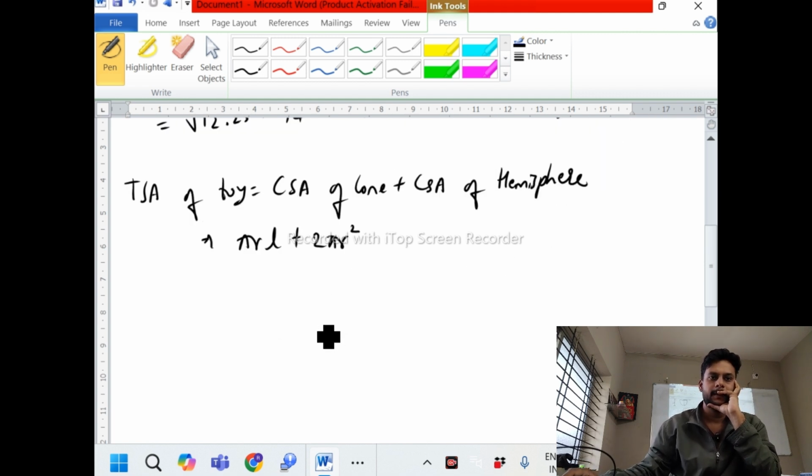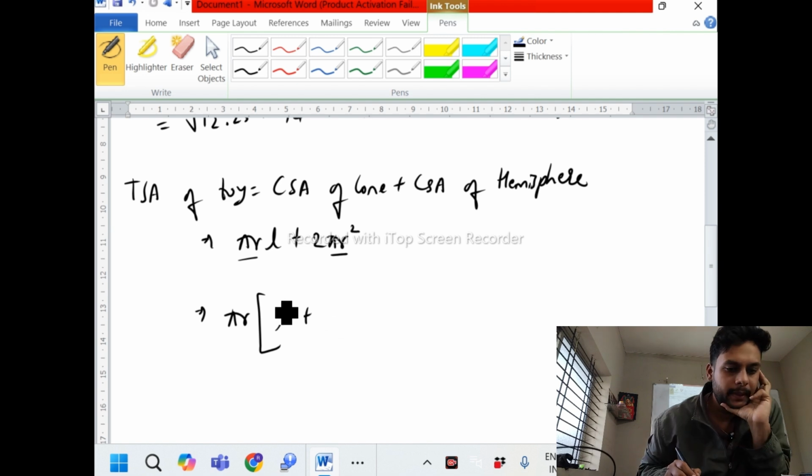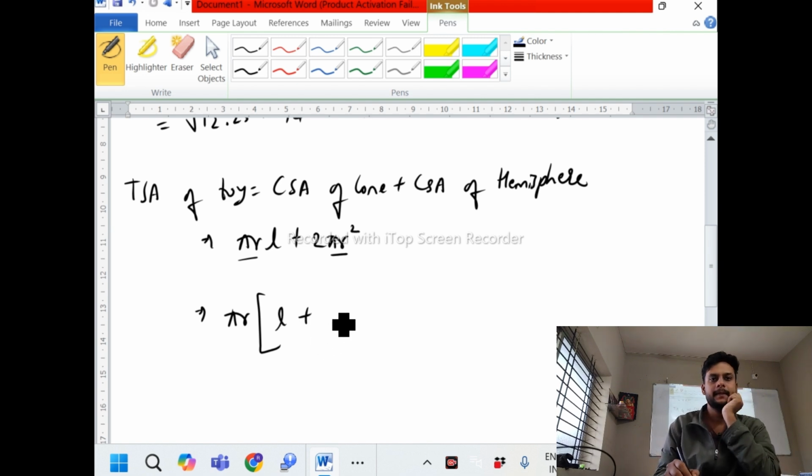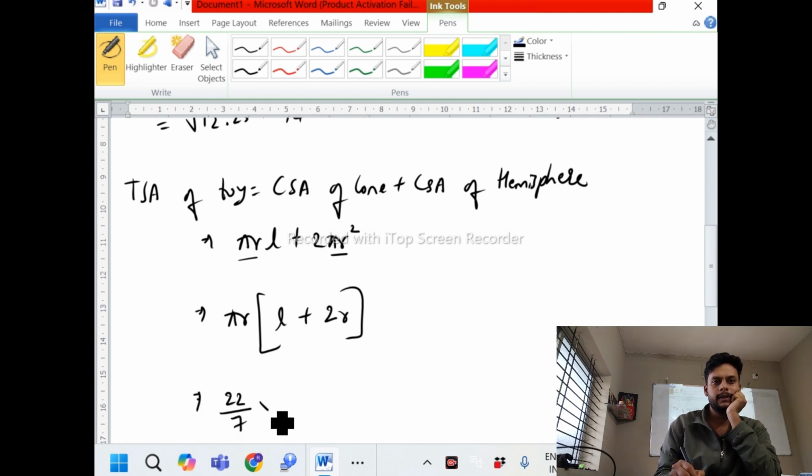Okay. So what is common here? Pi r is common, pi r is here also. What is remaining here? L plus 2 pi r square, so 2r is remaining here. Pi r is outside, and L plus 2r is remaining. So pi r is 22 by 7 into radius.